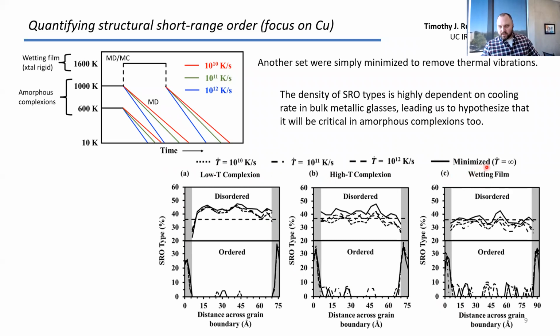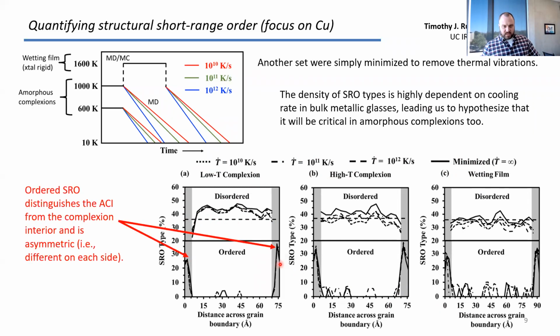One thing I'll point out is that we don't see huge differences with the cooling rate. And this bears out. It's just sort of the fact that we can only access certain cooling rates with MD. But we start to see that the center of these complexions looks very different than the edges. So those gray areas I've marked out have 0 density of these disordered polyhedra, but start to have these peaks in the ordered polyhedra there. So that's one way we can start to see that the amorphous crystalline interface is different than the interior of the amorphous complexion.